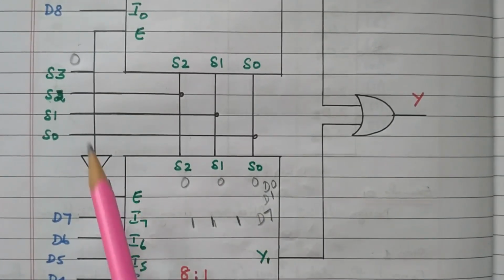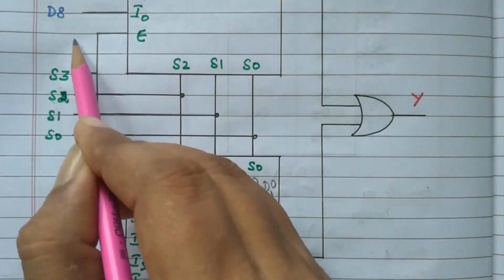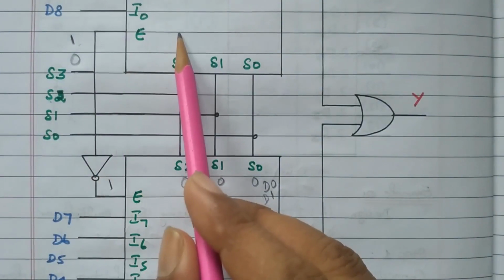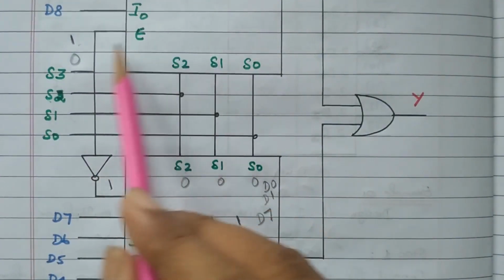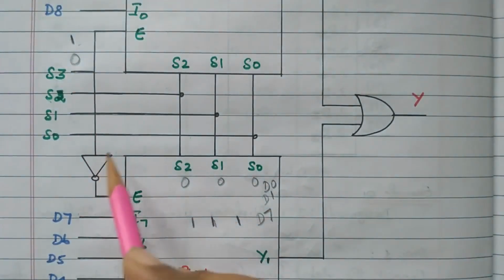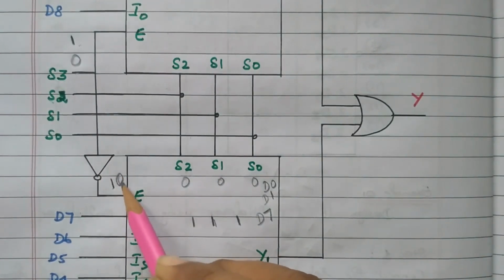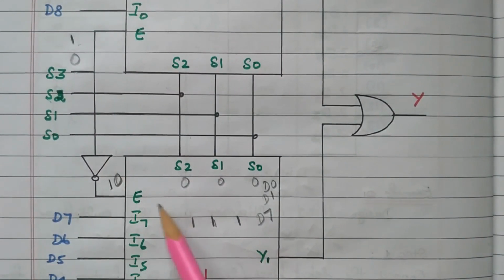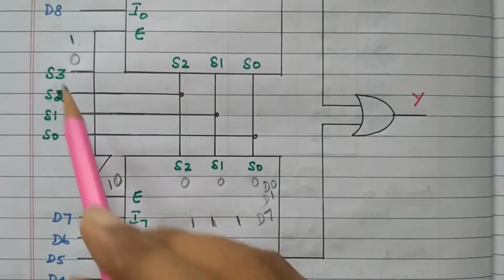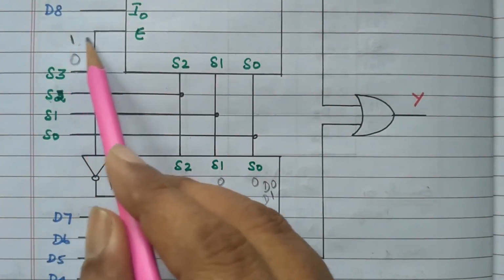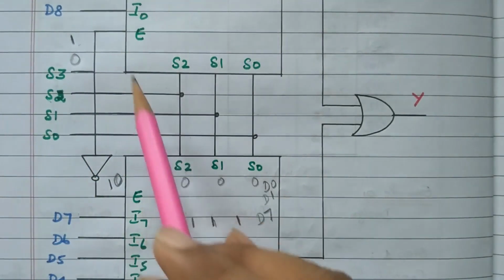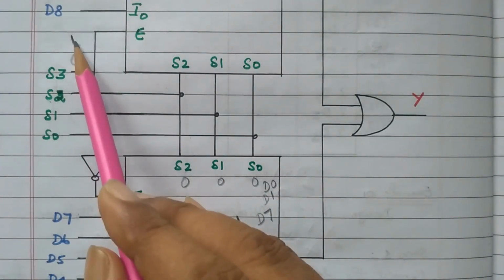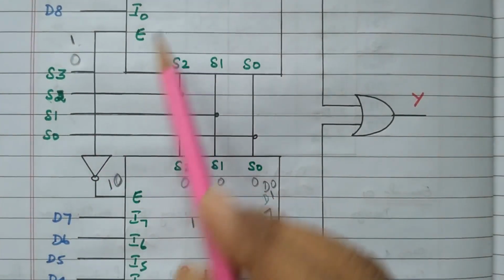Now we'll go to the second one. If the selection line S3 is 1, what will happen? This 1 is applied to the enable, so the second mux is enabled, right. The same 1 is applied here, and after the NOT gate the 1 becomes 0, so the first mux is disabled, right. When the selection line S3 is 1, the second mux is enabled. So 0 means the first mux is enabled, 1 means the second mux will be enabled, right.